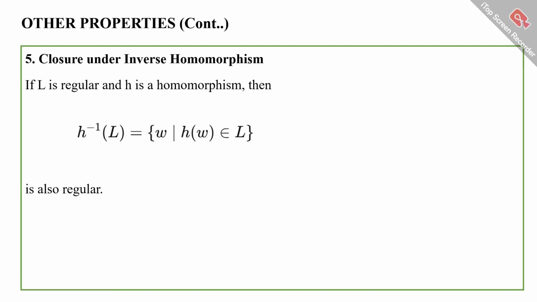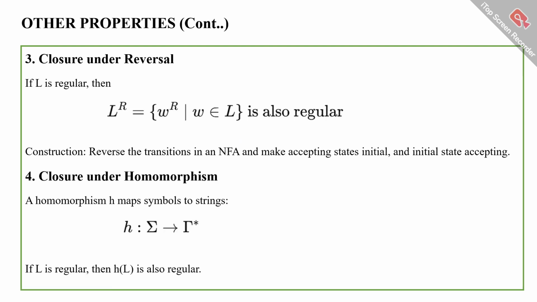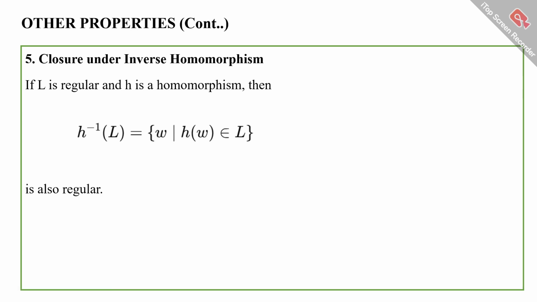Closure under inverse homomorphism is: if L is regular and h is a homomorphism, then h inverse of L is also regular. h inverse of L is the inverse of the homomorphism. So w, that is the homomorphism of w, is a string that belongs to the language. So in the closure property, symbols to strings, we are using the symbols and we can make the strings there, but it is vice versa in inverse homomorphism.